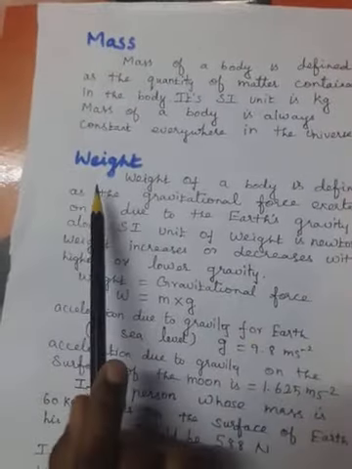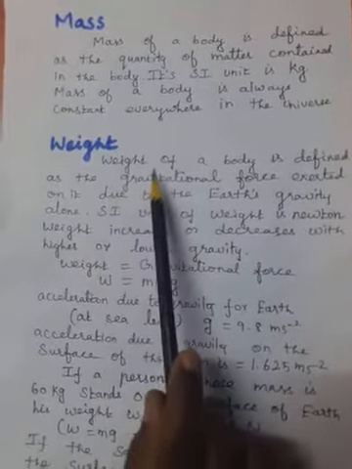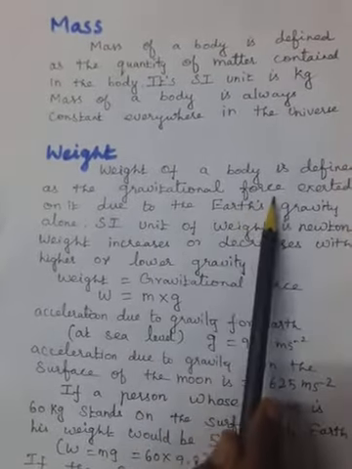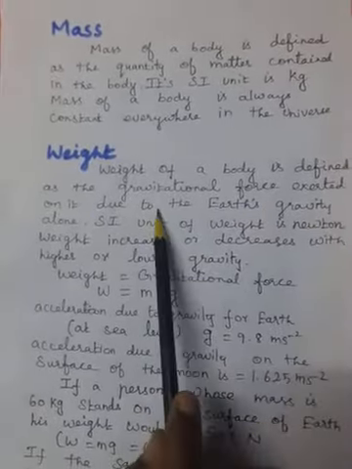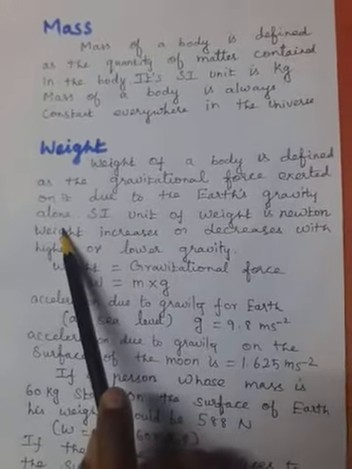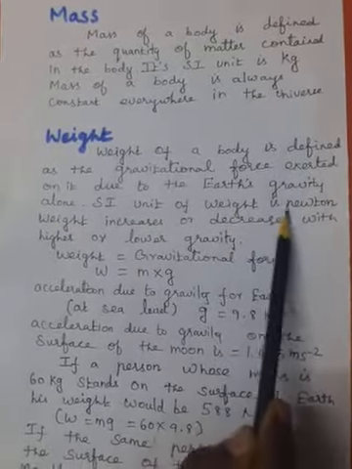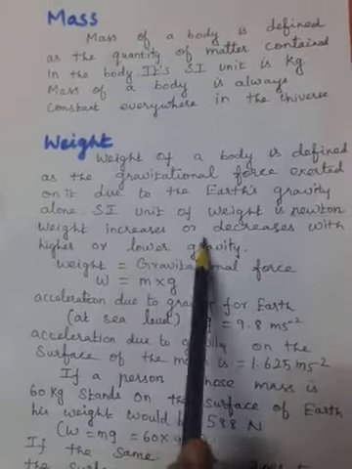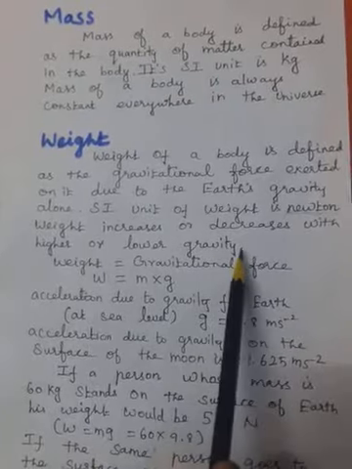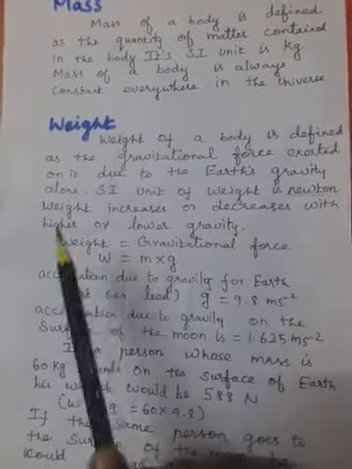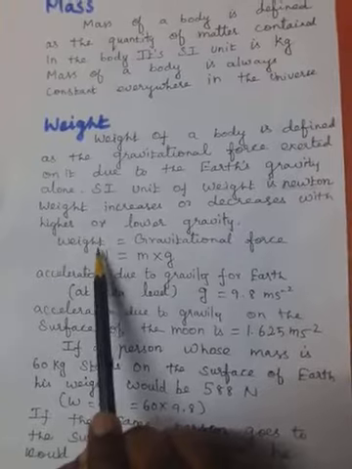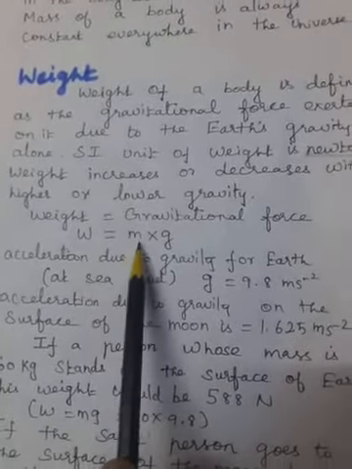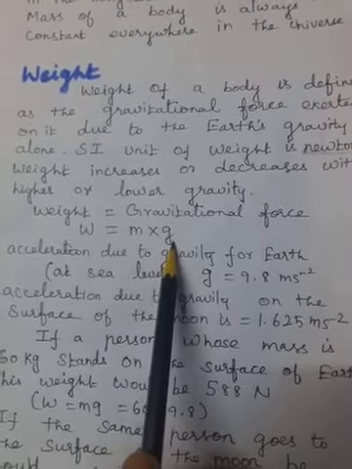Next one, weight. So what is weight? Weight of your body is defined as the gravitational force exerted on it due to the earth's gravity alone. The SI unit of weight is Newton. So weight increases or decreases with higher or lower gravity. It varies from place to place. So what is the formula for weight? Weight is equal to gravitational force. That means F is equal to mass into acceleration due to gravity.